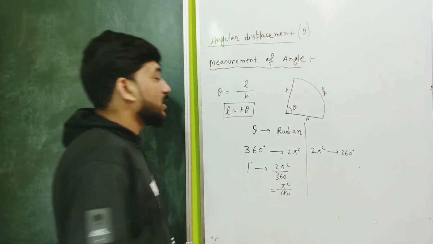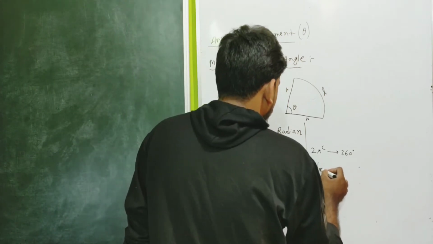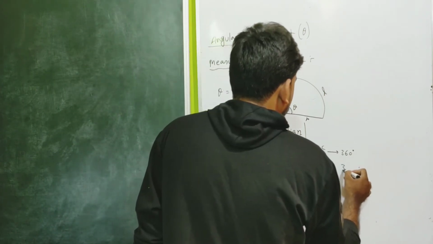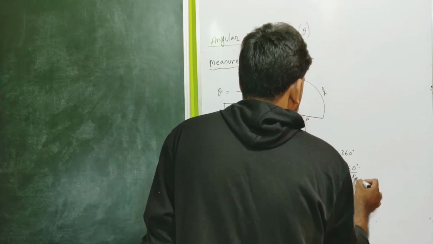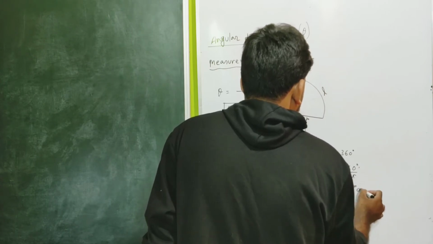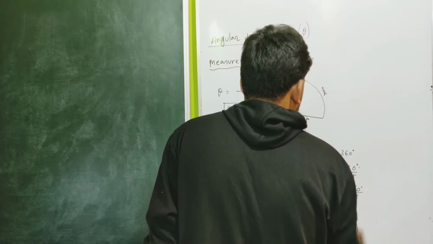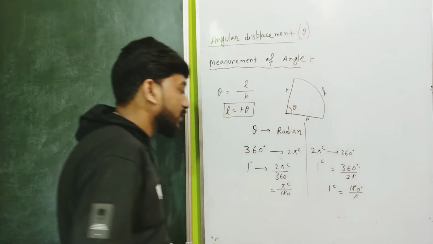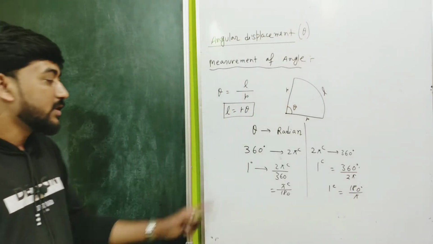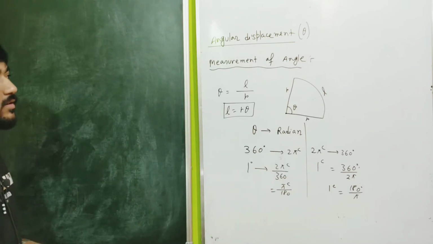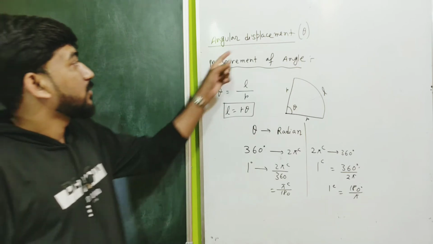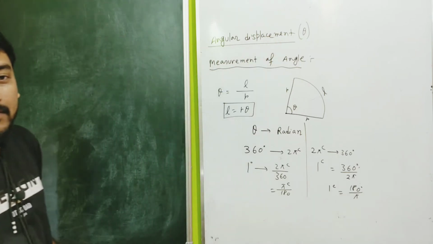Okay, similarly if you talk about 1 radian, then it will be 360 degree upon 2 pi, so it will be 180 degree by pi. So this will be 1 radian is equal to, and this will be 1 degree is equal to, so degree and radian can be converted like this. Okay, now we can start our topic, that is angular displacement.